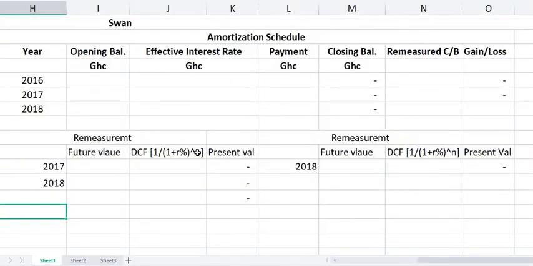So let's go into it. At the beginning of the year, we start with our par value. That's our face value because there wasn't any transaction cost, there wasn't any discount. So we have here 300,000.